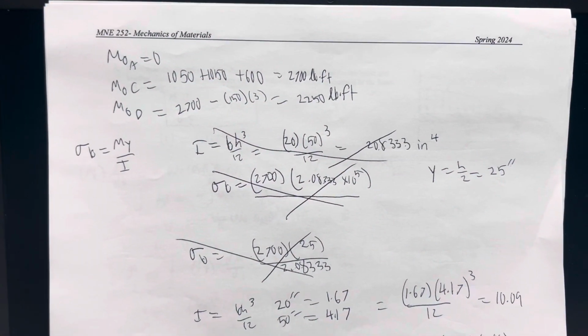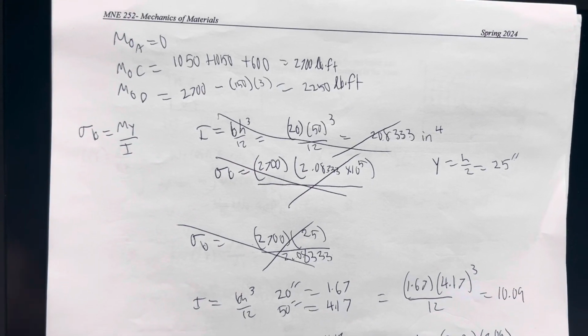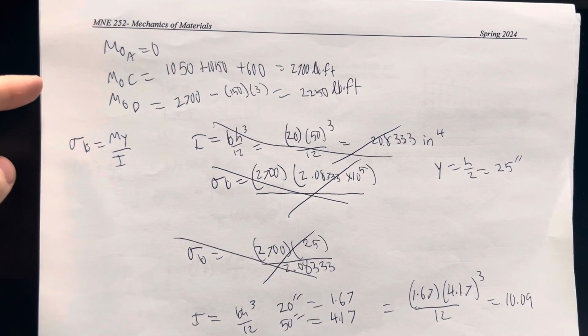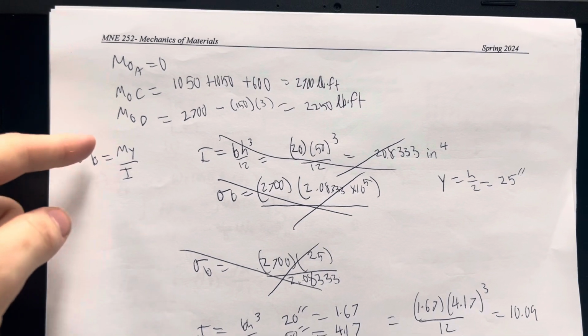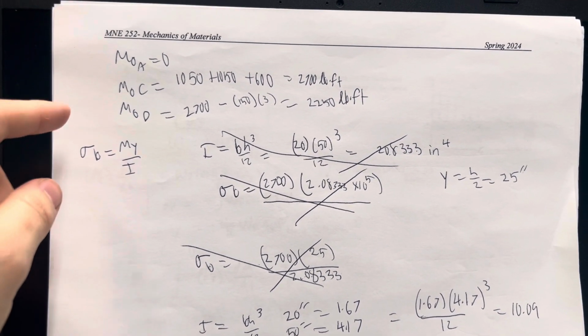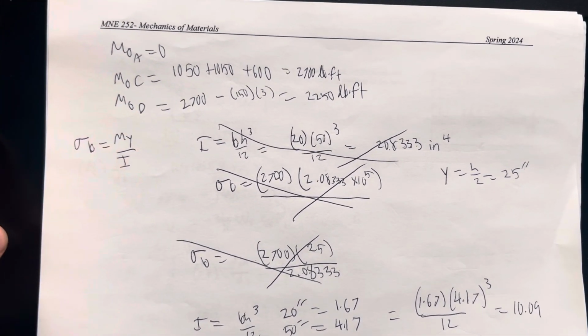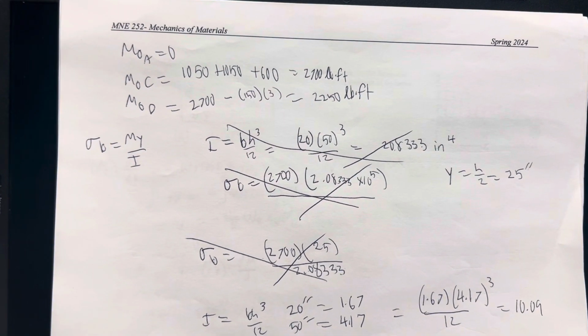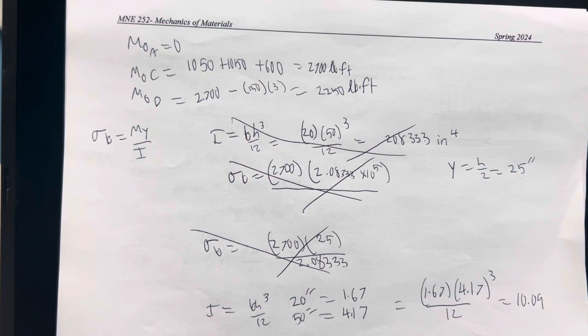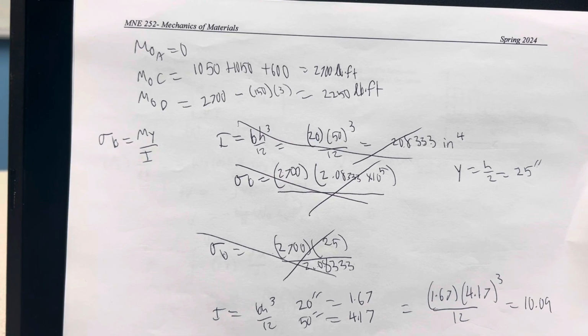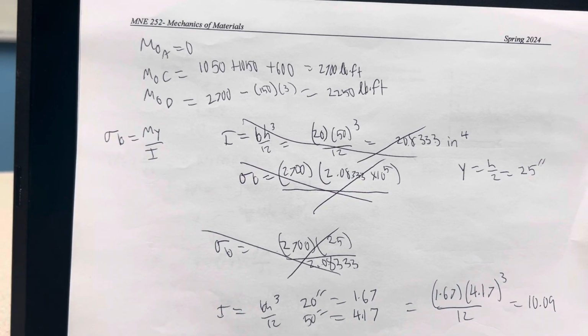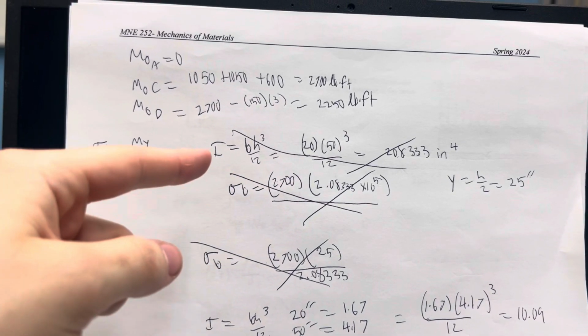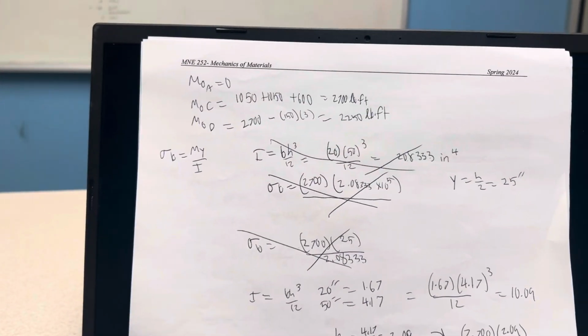And then, as you can see, I know that the moment about A is 0. I know that the moment at C is going to equal 2 times 1,050 added to 600, which gets me 2,700. And then 2,700 minus 450 is going to equal 2,250.